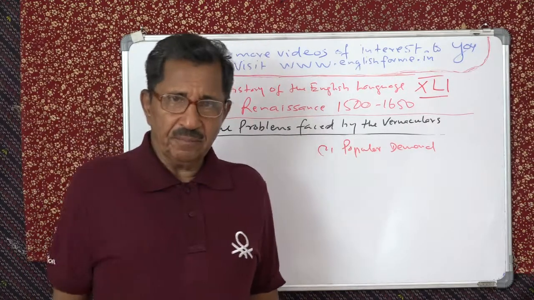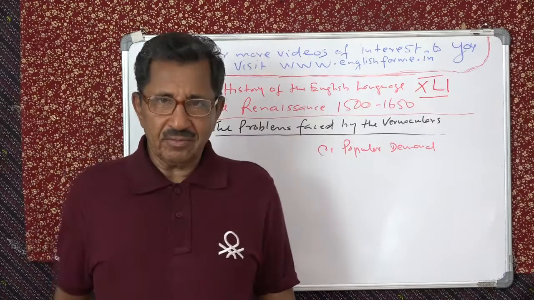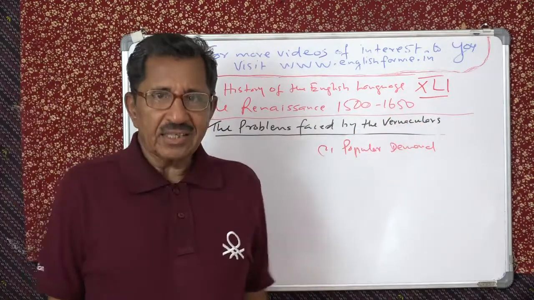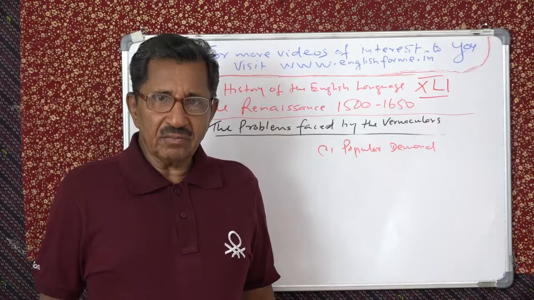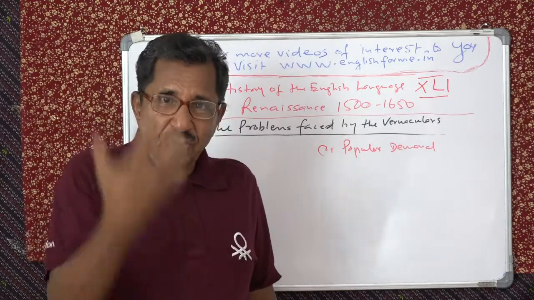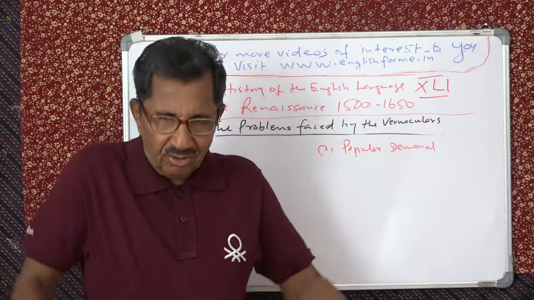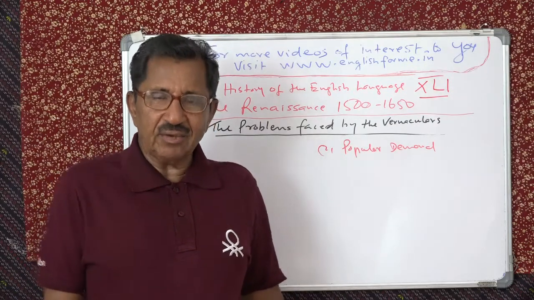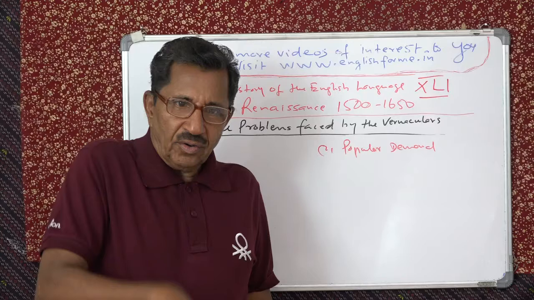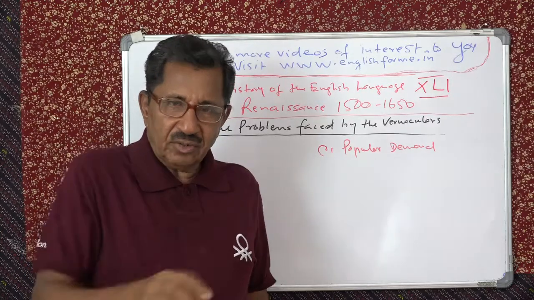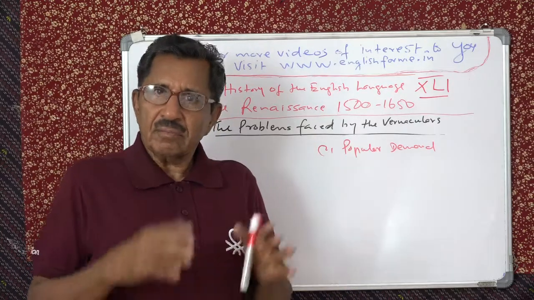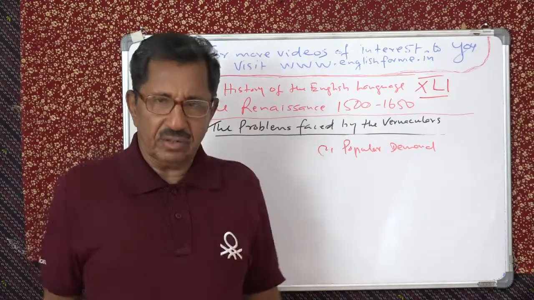The people said, the middle class people said, 70% of the people are middle class, so we want to enjoy the fruits of Renaissance. Come on, let us also know what the ancients have written. See, if you just confine or limit this to Latin and Greek, how will we know it?